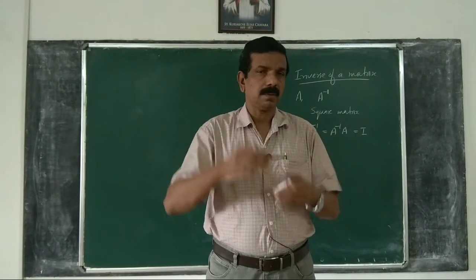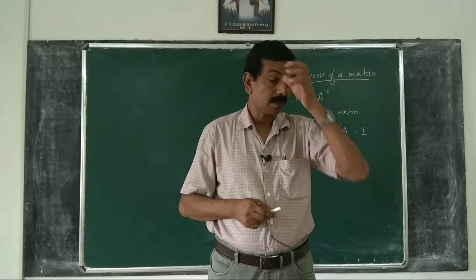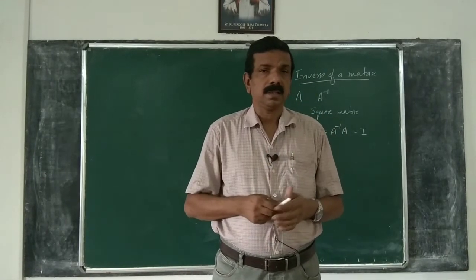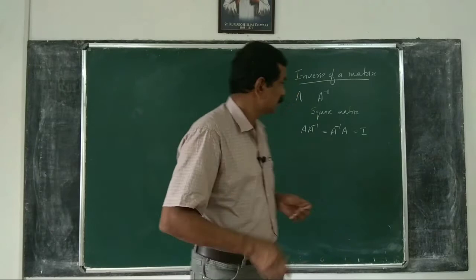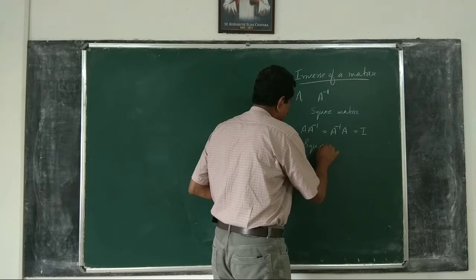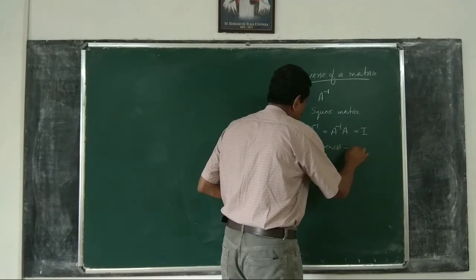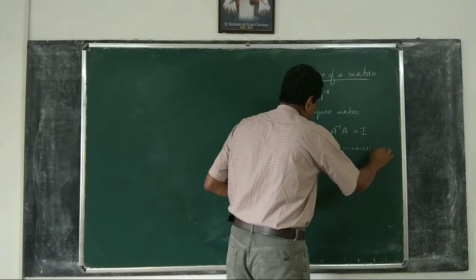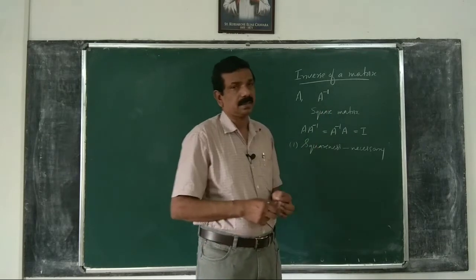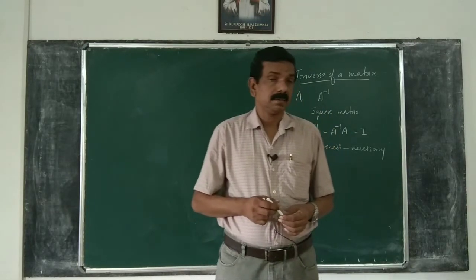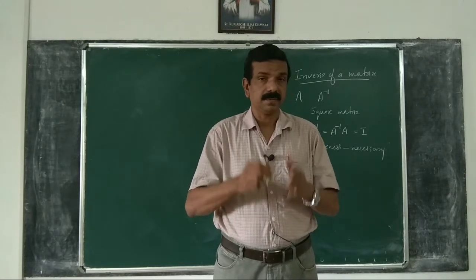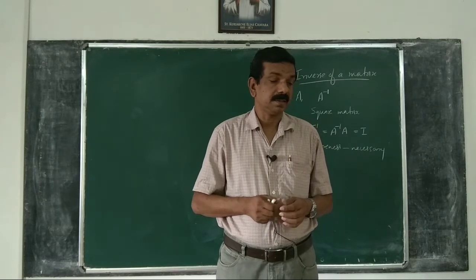We will explain more about inverse. Let us first see what are the properties. Not every square matrix has an inverse. Squareness is only a necessary condition for the existence of inverse. It is not a sufficient condition.